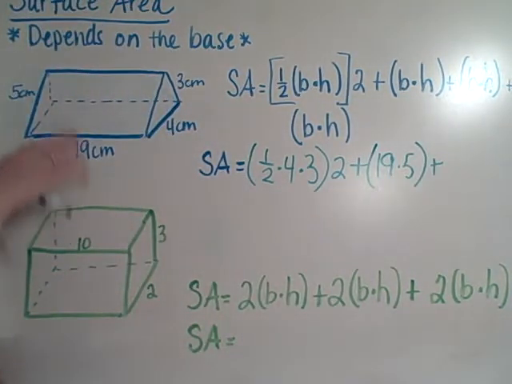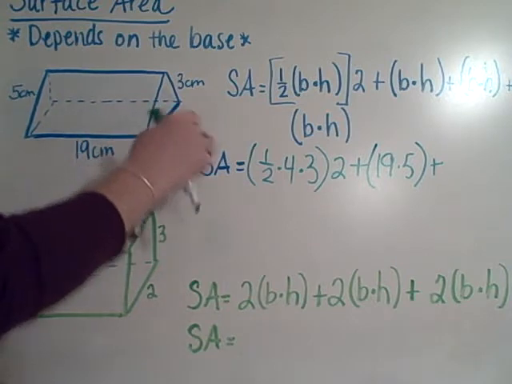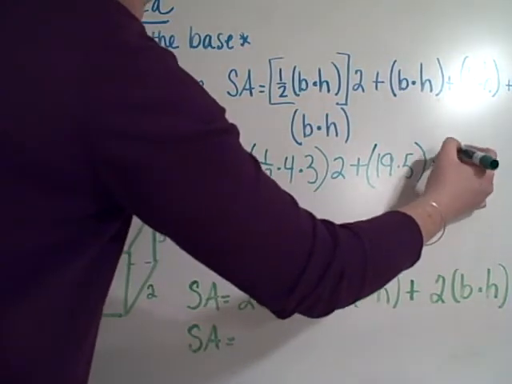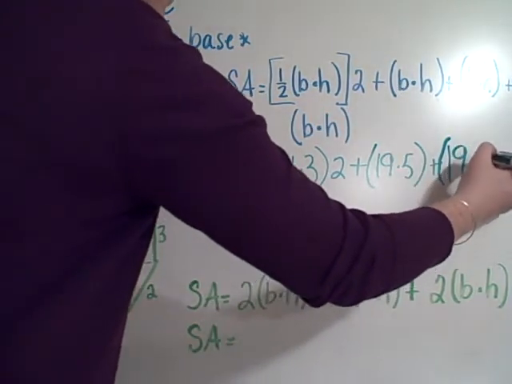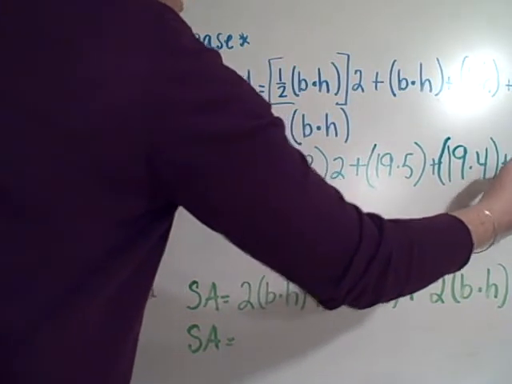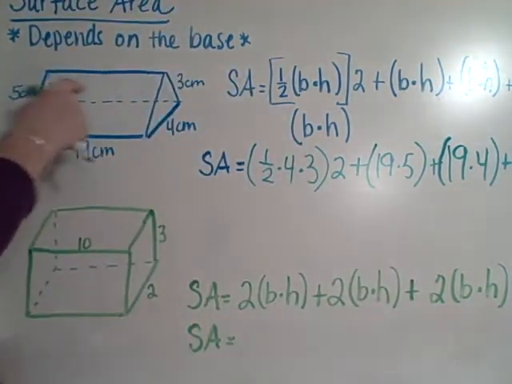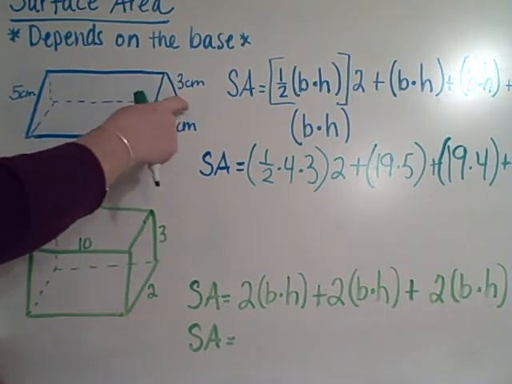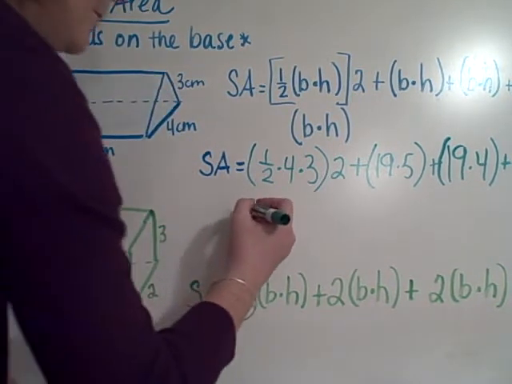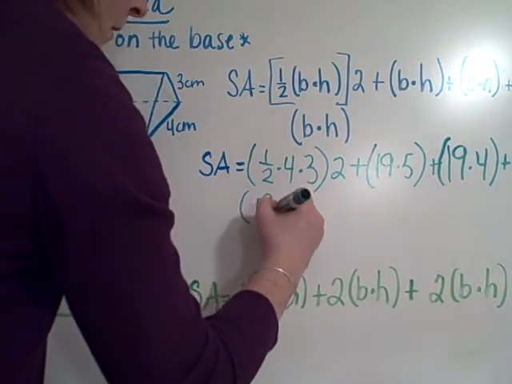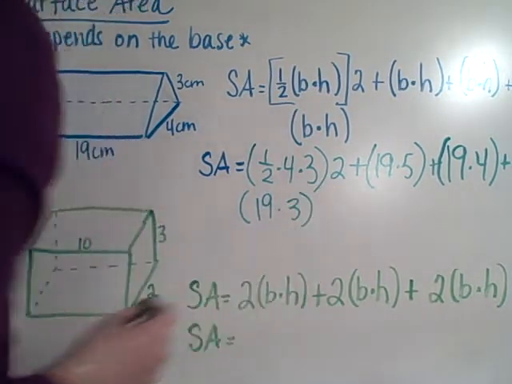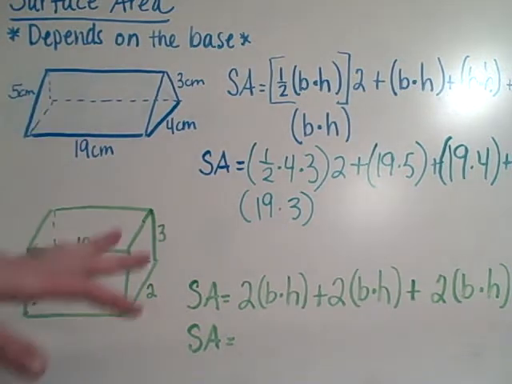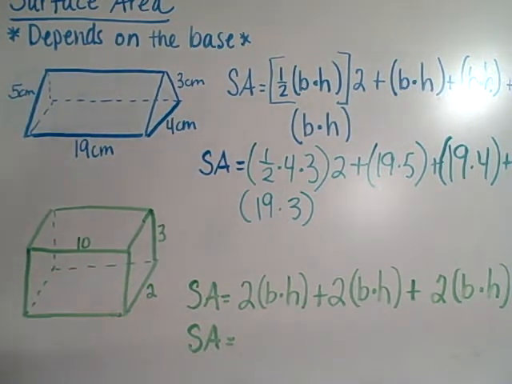Then I'm going to move to the one that's on the bottom here, the one it's actually sitting on right now. It's a 19 by 4. And finally, I'm going to use the one that's over here on the back, this little guy over here. It also has a length of 19, but it has a height of 3. All right, now that I have all my information in, it's just down to the calculations.